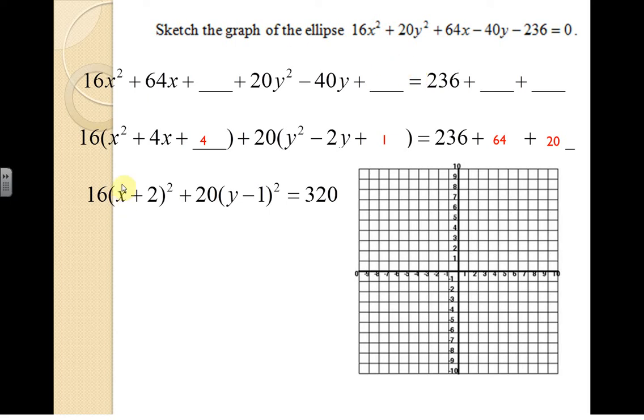When you clean it up, the whole reason you did that completing the square was so that it would look like this. Because there's a plus here, we know it's an ellipse versus a hyperbola that you'll learn about in your next video.